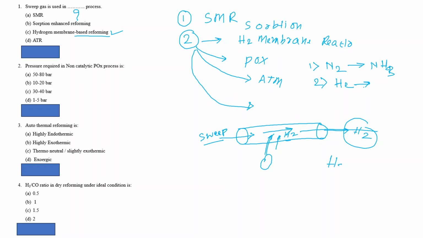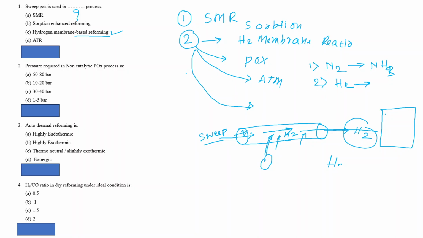But if we use helium gas, then you also have to make some separation arrangement. But if you use hydrogen gas at a higher pressure, then what will happen? It will sweep the hydrogen produced or coming inside the membrane. Obviously, you have to use the sweep gas at a higher pressure. Then only hydrogen gas can also be used as a sweep gas.